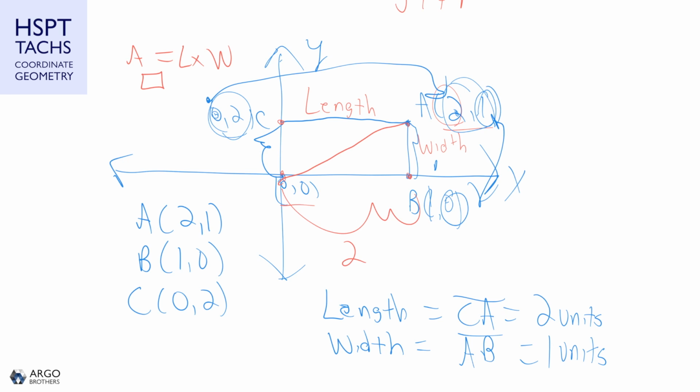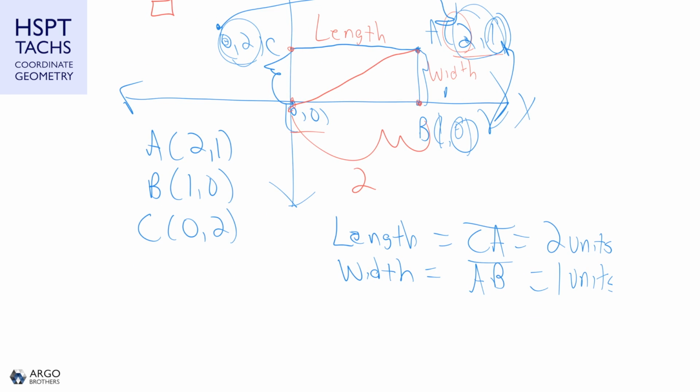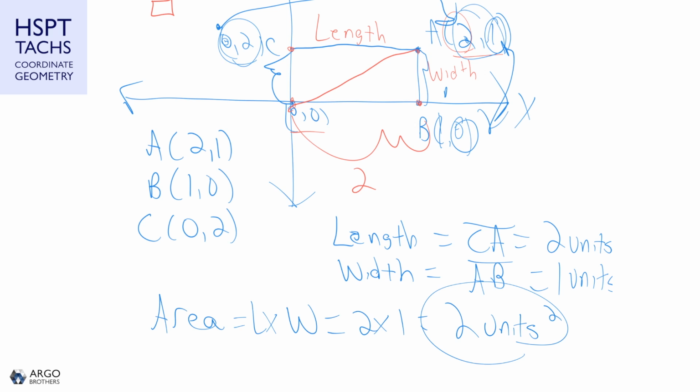Now, we have the length and width, so getting the area is just a matter of multiplying. So area equals L times W, or length times width. So the answer is 2 times 1, which is 2 units squared. Area is in units squared. So that is our answer. The area is 2. That's pretty interesting.